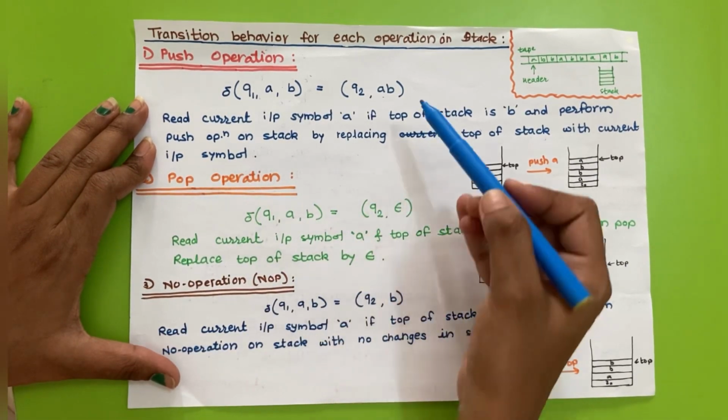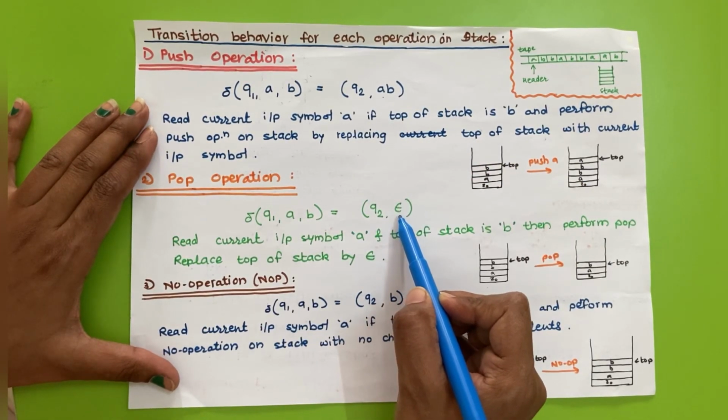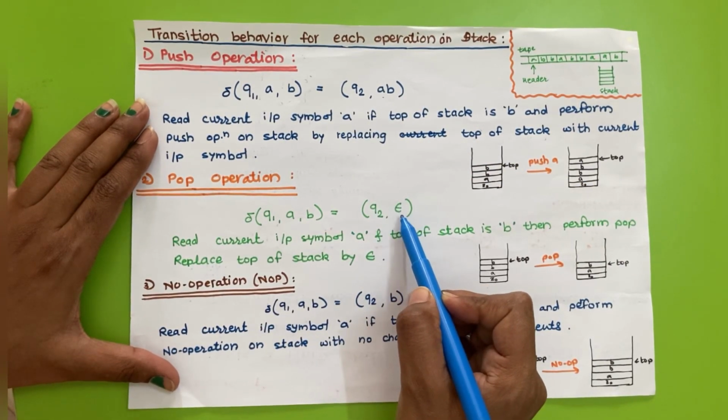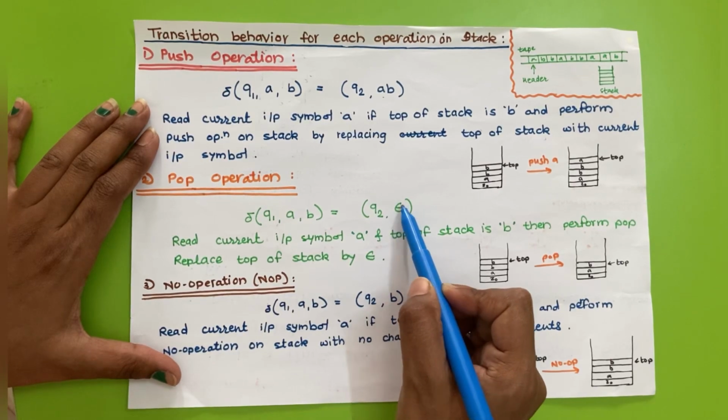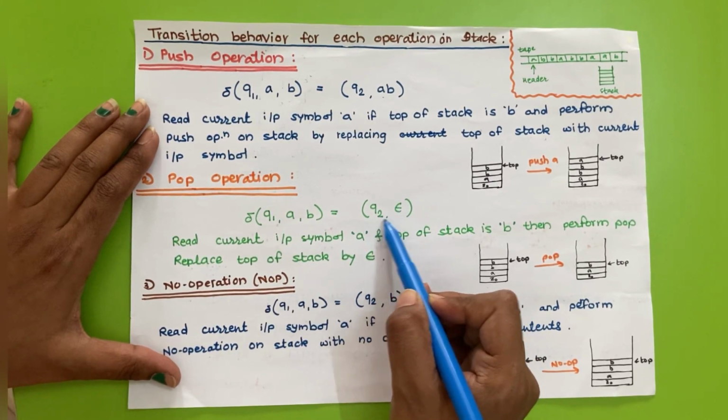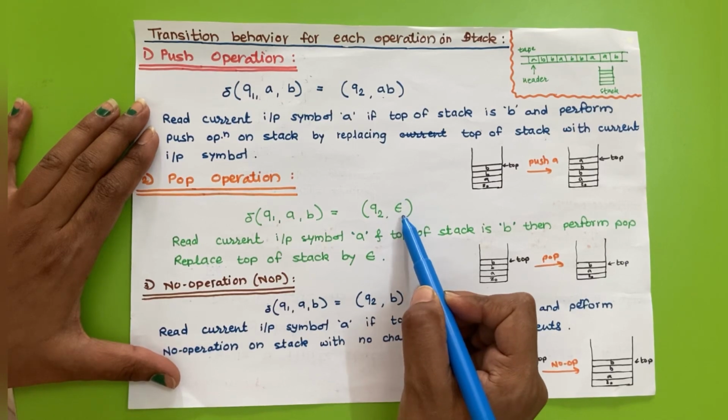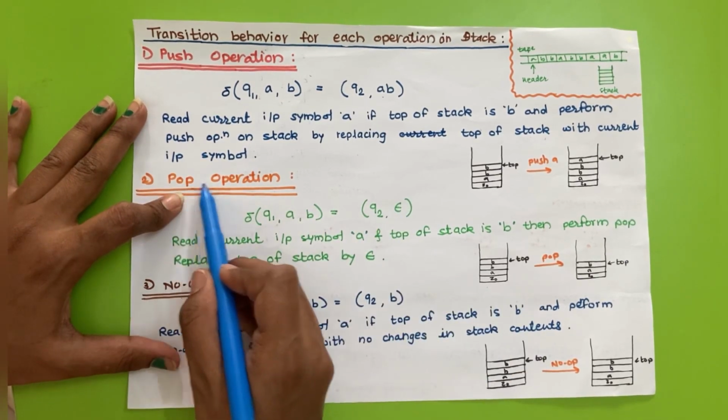Now we can see the difference: if we have empty as the second symbol in the output pair, then that will represent the pop operation.